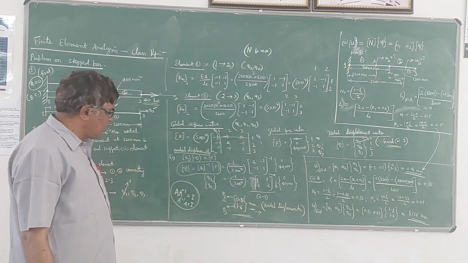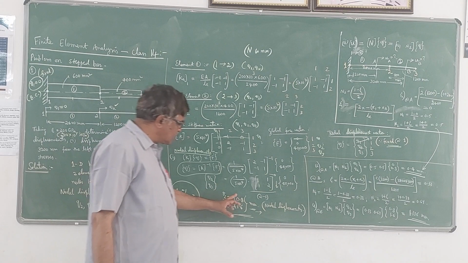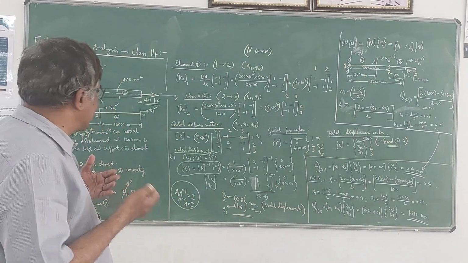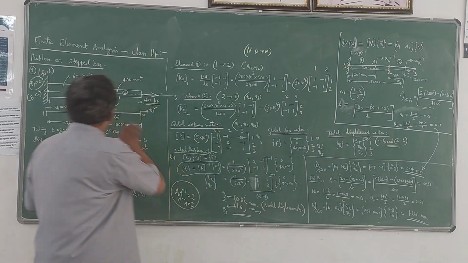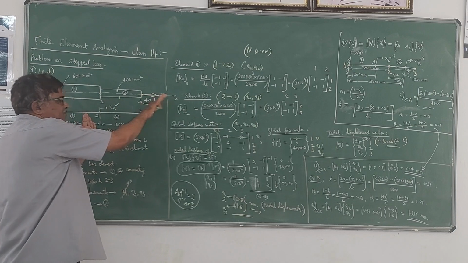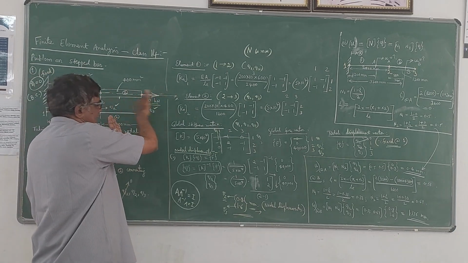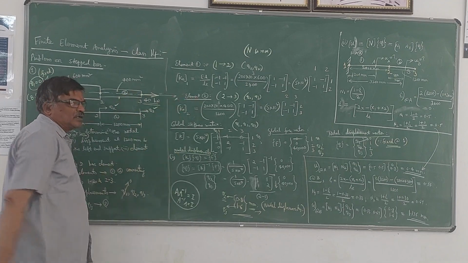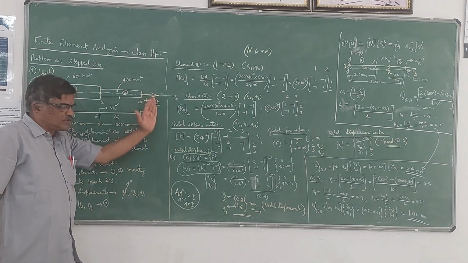You can check the answers. Since the answers are positive, your assumed direction of displacement is correct. So that means Q2 will be in this direction only, Q3 will be in this direction. That means the bar elongates in this direction. Natural, because the tension force is acting in this direction. So therefore elongation also takes place in this direction.